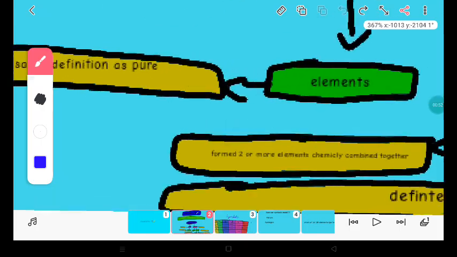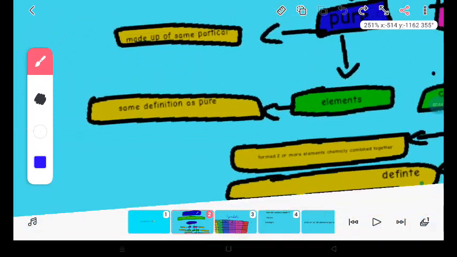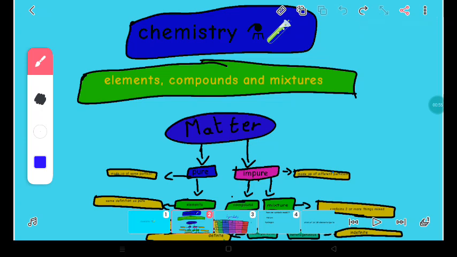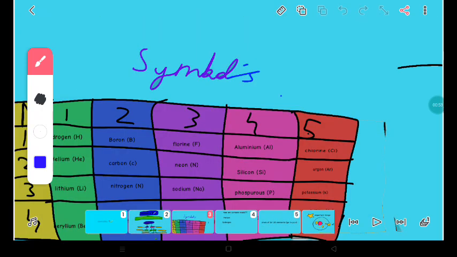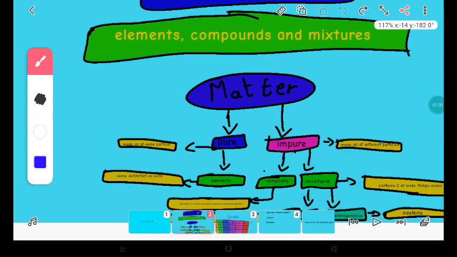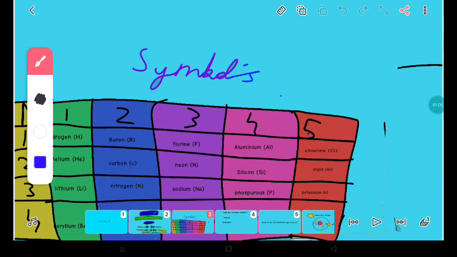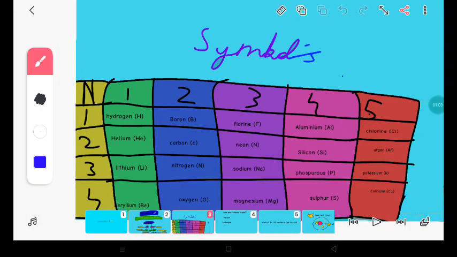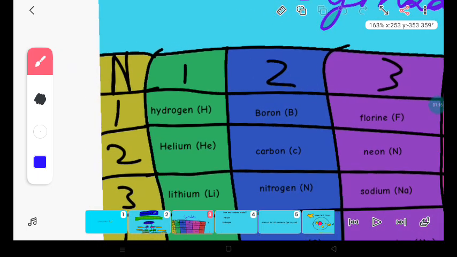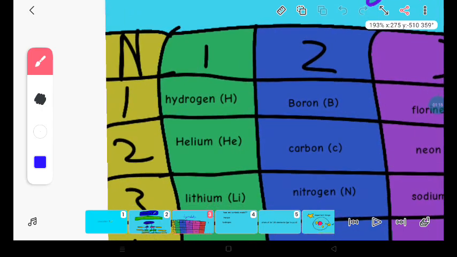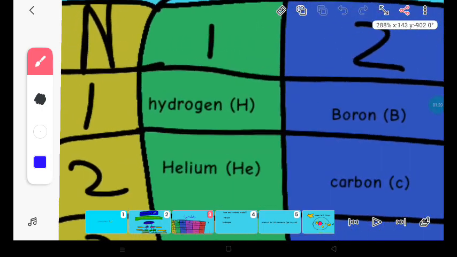Okay, great. Now, elements. Elements have the same definition as pure substances. So elements also are made up of the same type of particles like pure substances. They are basically copycats. An element is like a subdivision of pure substances, which has the same definition as pure substances. Okay, y'all? Okay, great.